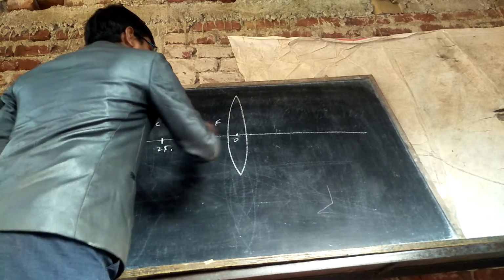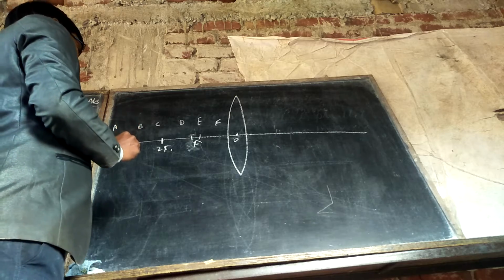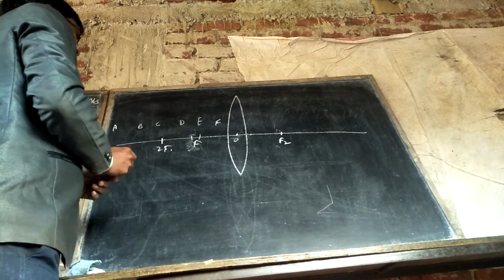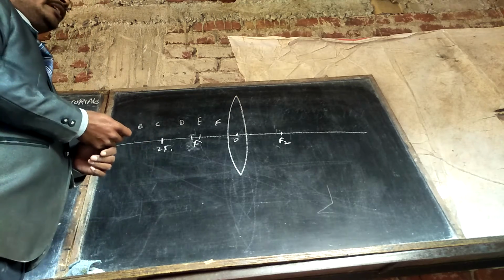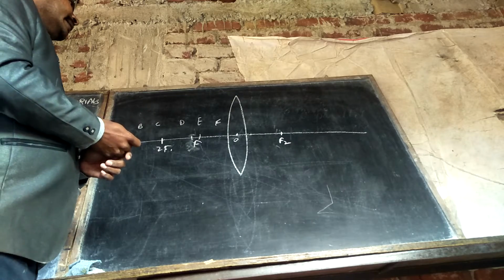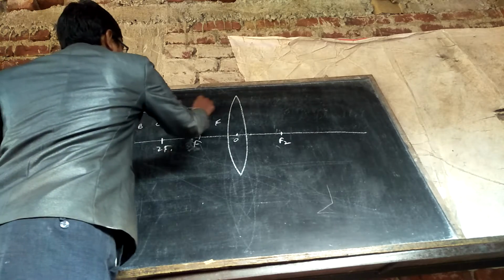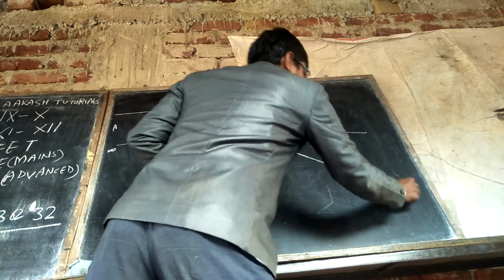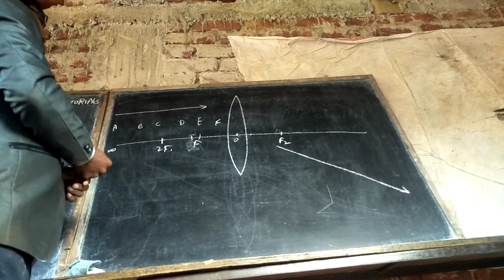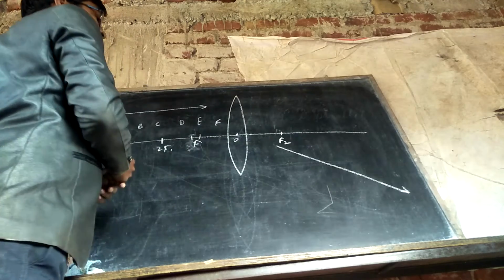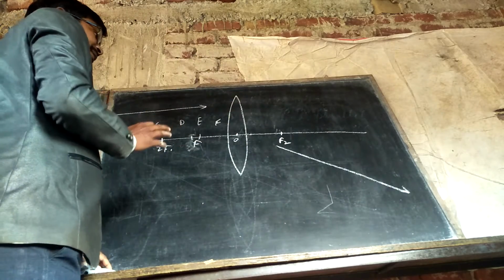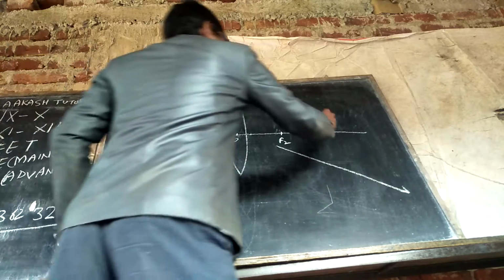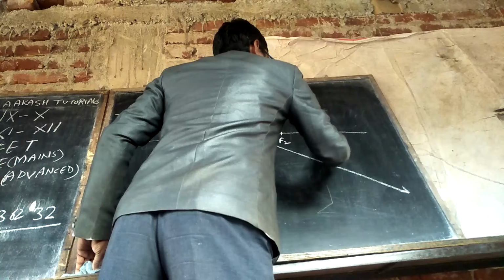Hence, the object being at infinity, its image will form at F2. As the object moves towards the lens, the image will move away from the lens. It means as the object is between infinity and 2F1, the image will form between F2 and 2F2.